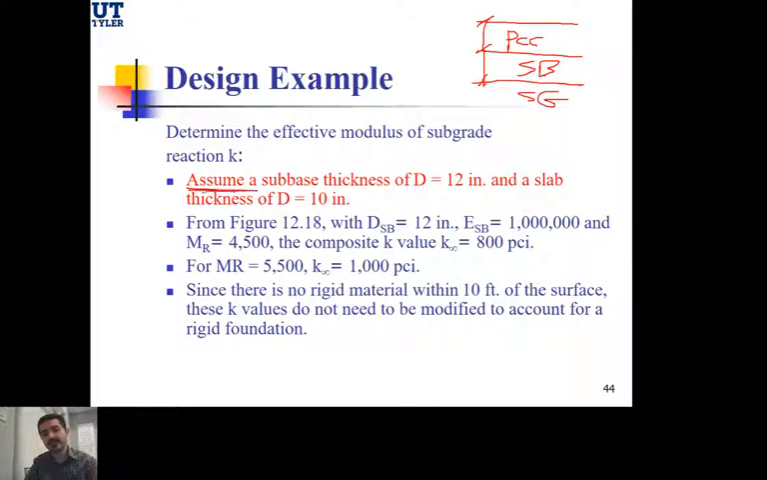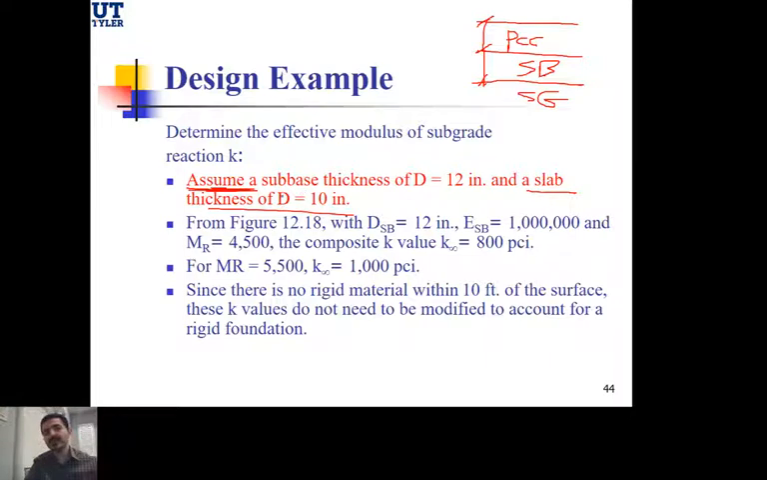You assume that the subbase thickness is this much and the slab thickness is that much, then you go through the K value calculation, and once we have all the input parameters, we go to the nomograph or the equation. We get the D value, which is the required thickness of the PCC layer. If that matches what we assumed, then great. If not, it's typically an iteration process. It's going to take us 2 to 3 iterations until we have the right answer.